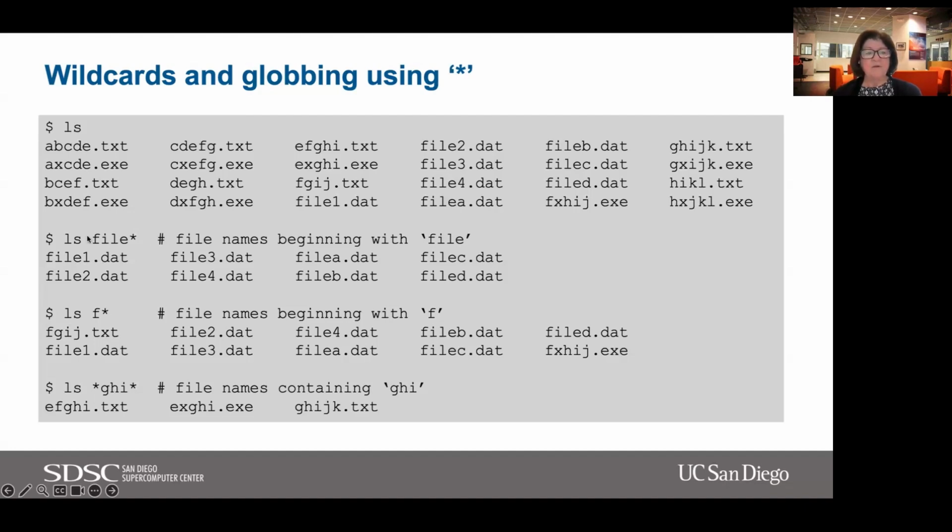So here we're listing any file in this example that begins with file. The asterisk says whatever comes after that. So we have file1, file2.dat, file3.dat, file4, filec.dat. So file names beginning with file.